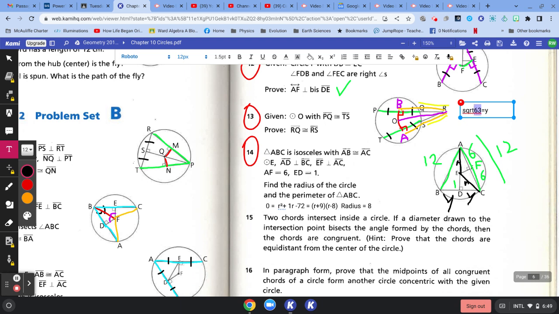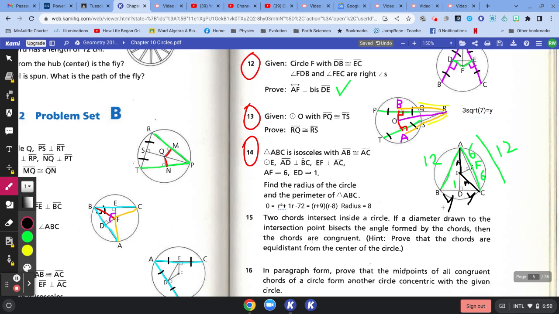Now 63 is 9 times 7. And we can get the square root of 9. We'll pull that out. That's going to be 3, plus or minus 3, but we're not going to want the negative. So it's 3 root 7. Okay, so y is 3 root 7. So this here is going to be 3 root 7 on the right and 3 root 7 on the left. So we put that all together, and this side is going to be 6 root 7. 6 times the square root of 7.